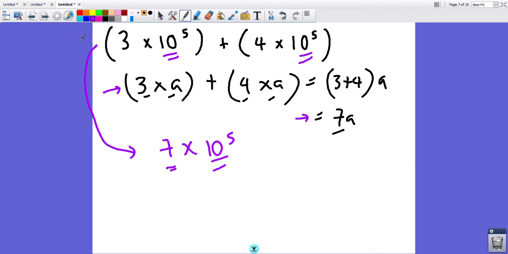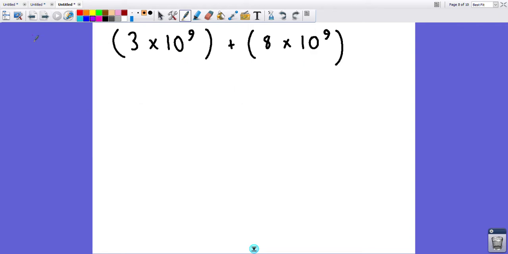Alright, next question, we're going to step it up a little bit. Again, in this case we have 10 to the 9 and 10 to the 9, so that makes it quite easy. We have 3 plus 8, so we have 11 lots of 10 to the 9. This is not standard form. The reason it's not standard form is because this number here is not between 1 and 10.